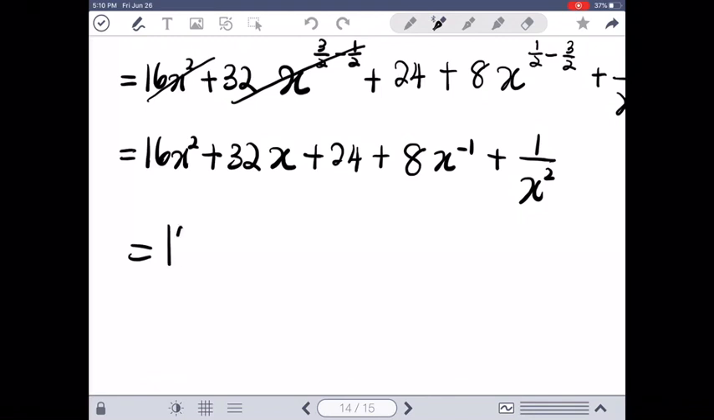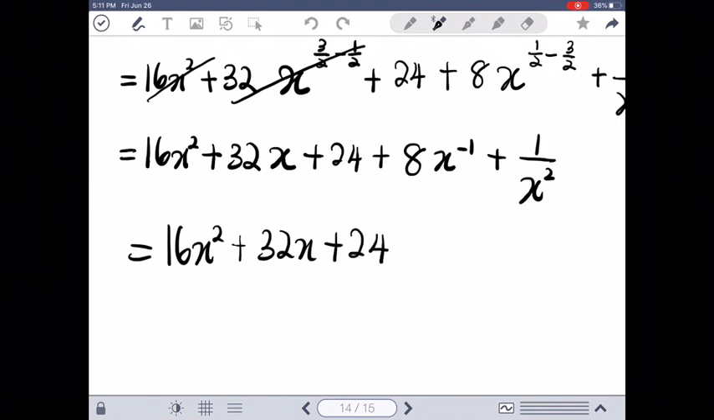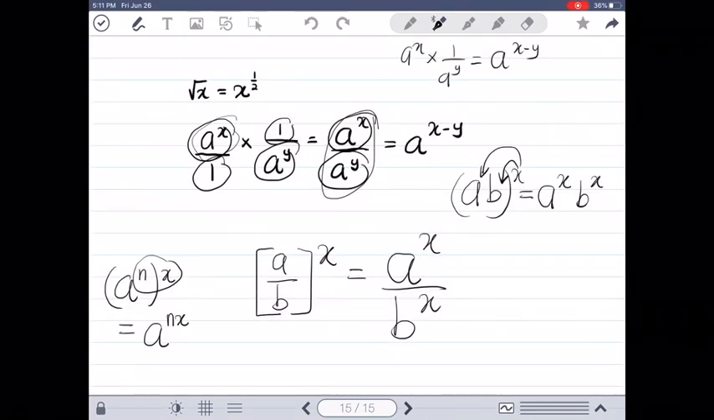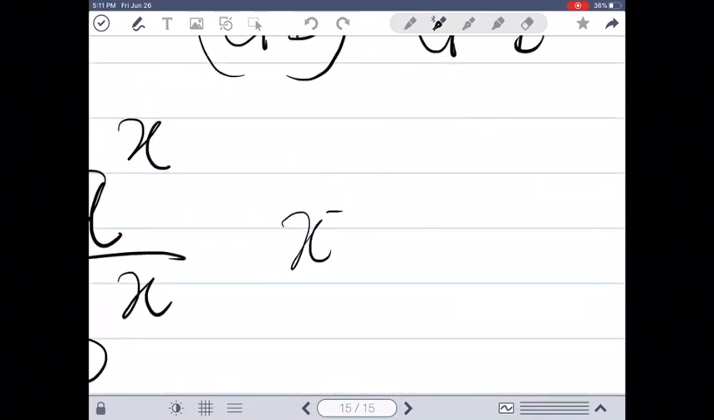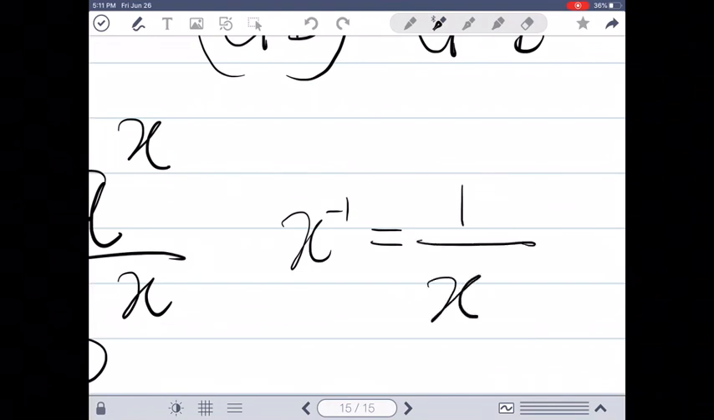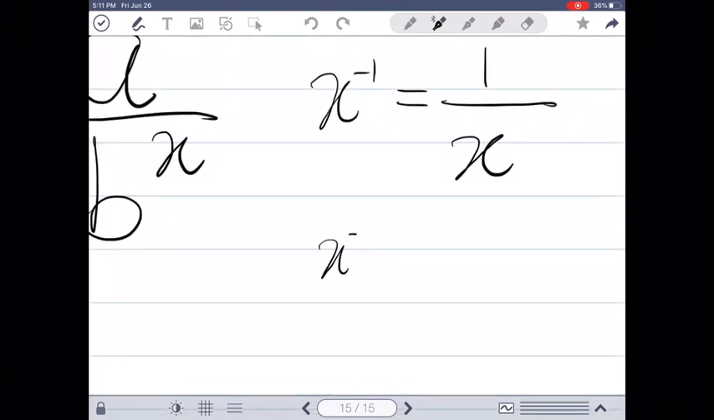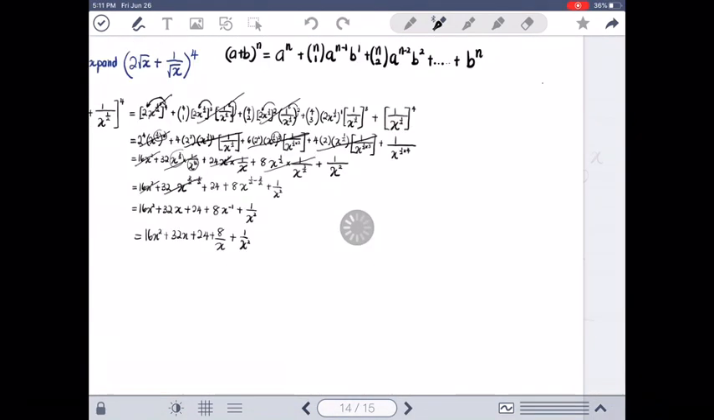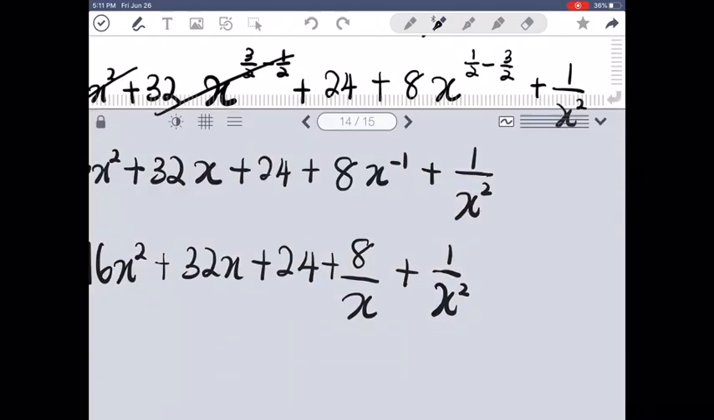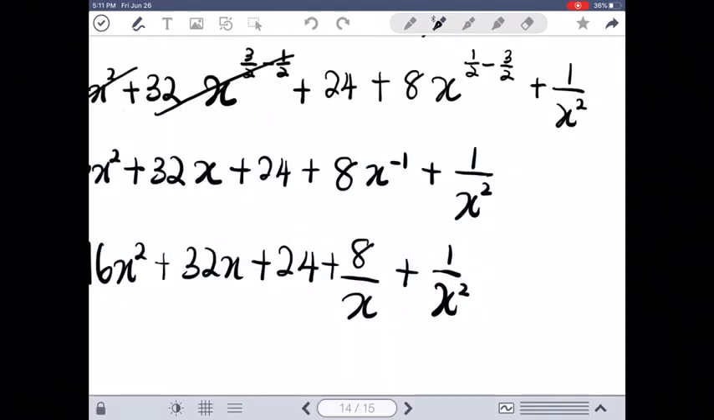Now, to make this expansion more beautiful, we can change 8x to the power of negative 1 to 8 over x, plus 1 over x squared, because x to the power of negative 1 is just equal to 1 over x. x to the power of negative 2 is just equal to 1 over x to the power of 2. It's just the basic indices. So in this case, I change 8x to the power of negative 1 to 8 over x.